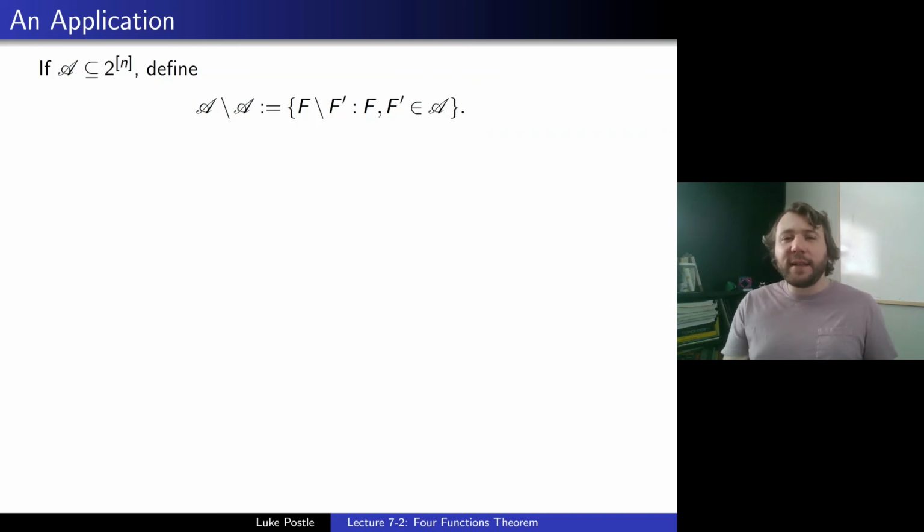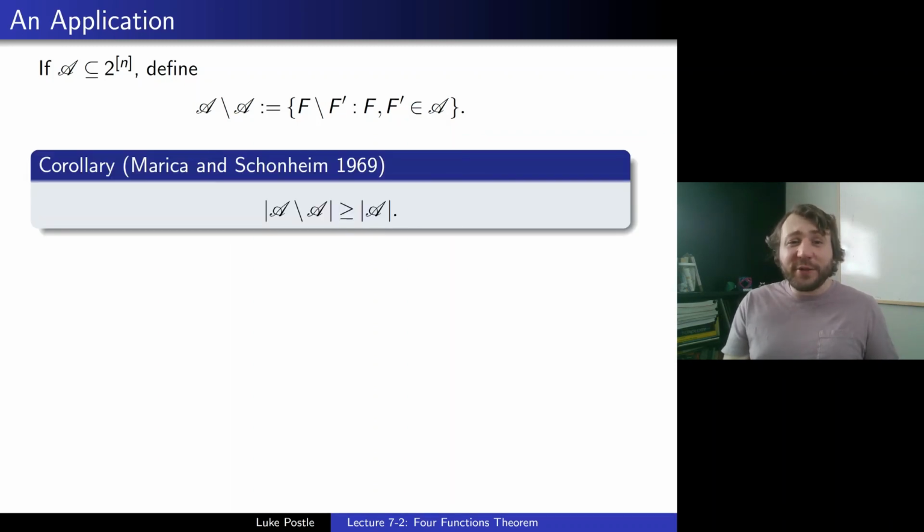So a set minus A is all the parts you can get, all these F minus F primes that you can possibly get from A. And now here's an interesting corollary of our last theorem, by Marica and Schönheim in '69. Of course, before the Four Functions Theorem, they were able to show that this A set minus A has size at least A. So that's quite an interesting fact, right? If I give you a set of subsets, you could always get at least as many set minuses from them as the set itself.